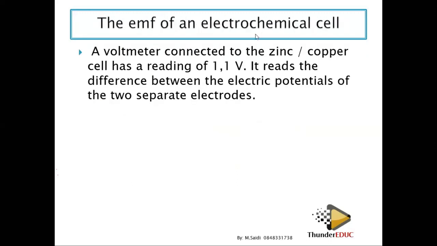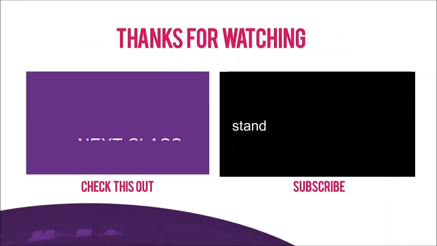Electromotive force of an electrochemical cell. So how do I calculate this now?